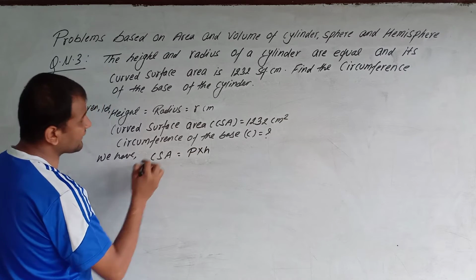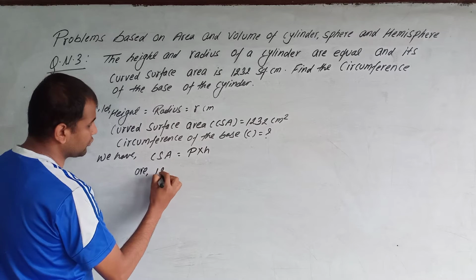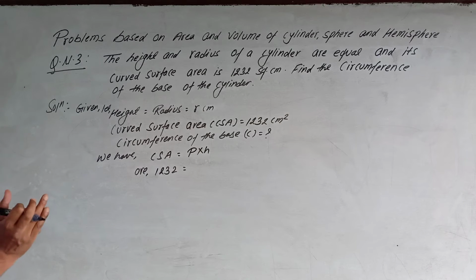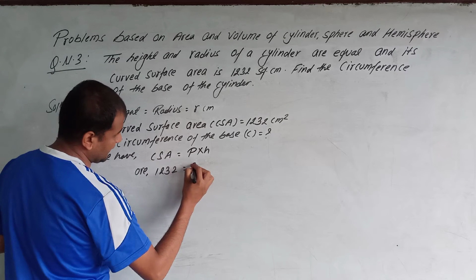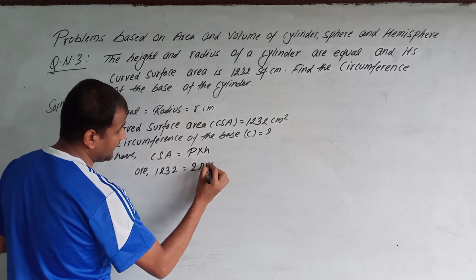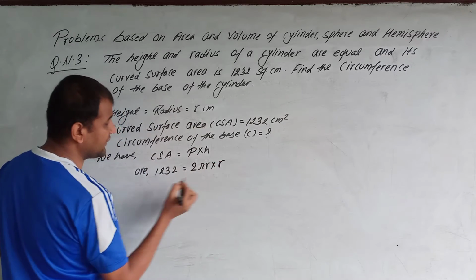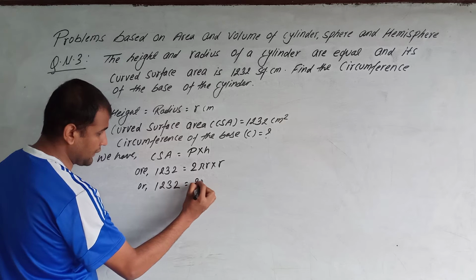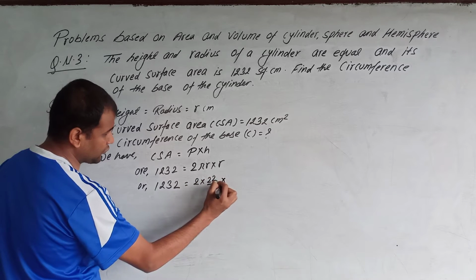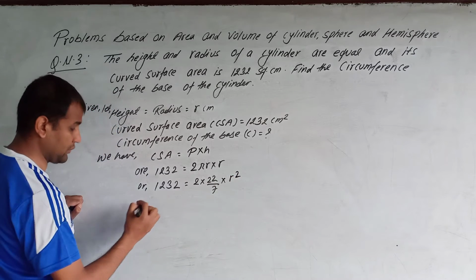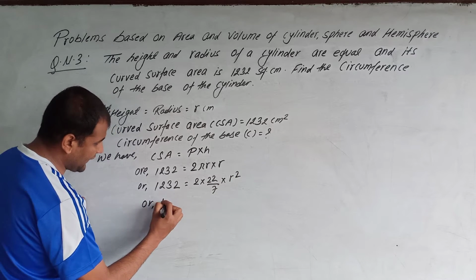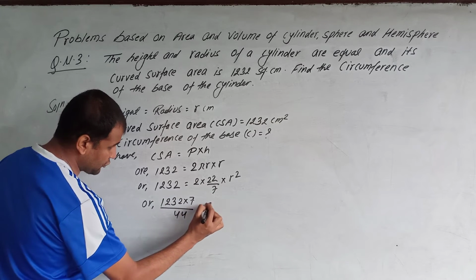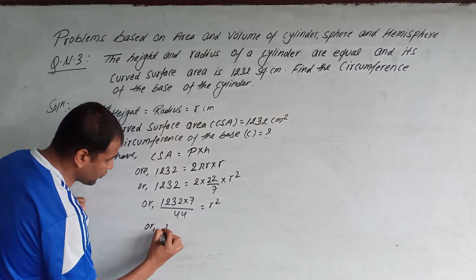CSA is given here as 1232, so 1232 is equal to P, the perimeter of the base. The base is circular, so the perimeter, or circumference of the circle, is 2 pi r, into h, which is equal to r here. So 1232 is equal to 2 into 22 by 7 into r into r, that is r square. Or 1232 into 7 by 44 is equal to r square.